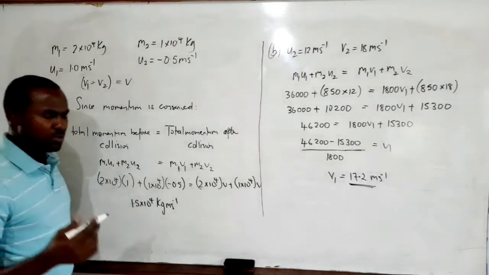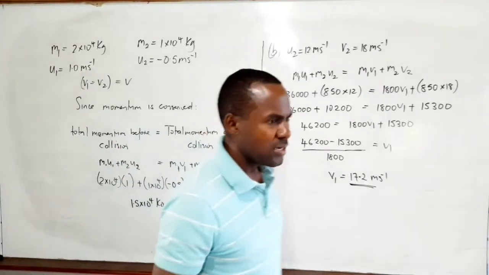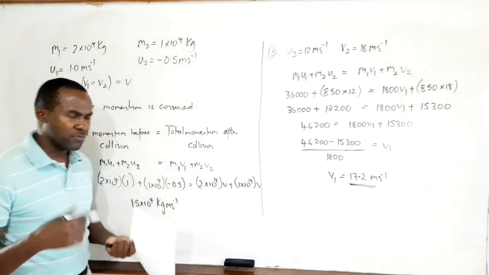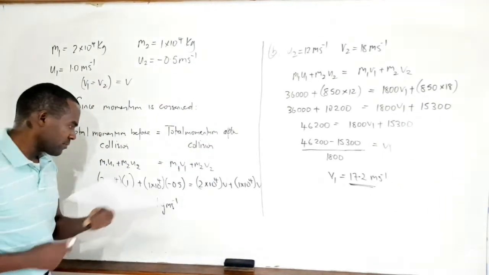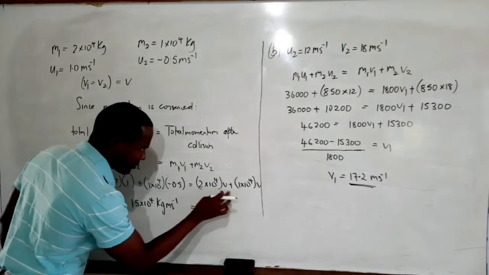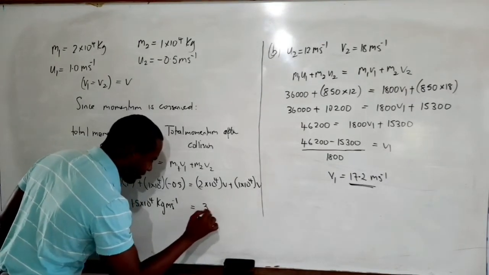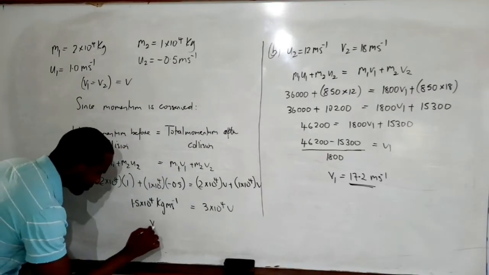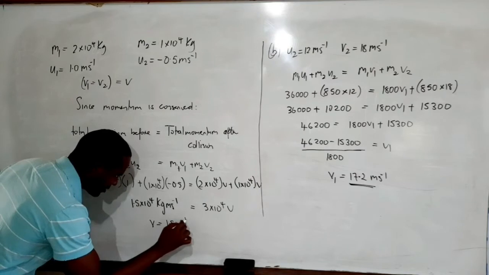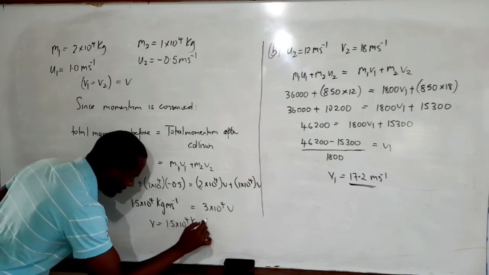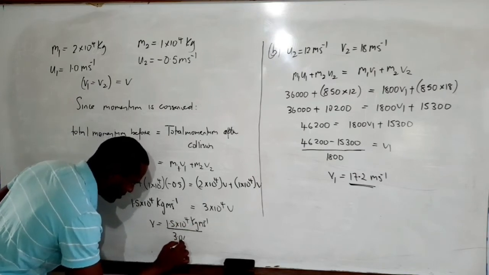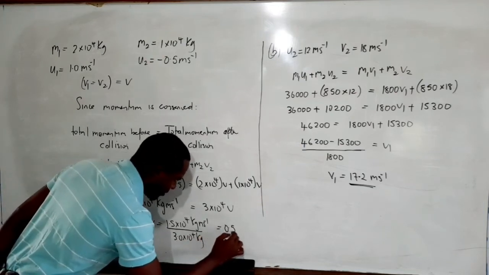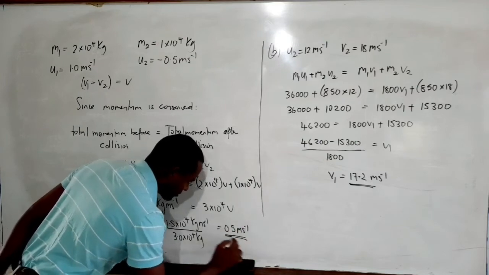I mean, we don't always put the units, as I said before, we can leave off the units as long as we put the units of whatever we're calculating at the end. So if we're calculating the velocity, then of course we must put meters per second and so on, right? And this of course will be equal to, so this V plus that V, this gives us 3 times 10 to the 4 V. And this therefore means that V is equal to 1.5 times 10 to the 4 kilogram meters per second divided by 3.0 times 10 to the 4 kilograms, and this gives us 0.5 meters per second.